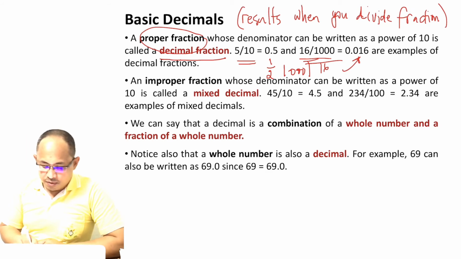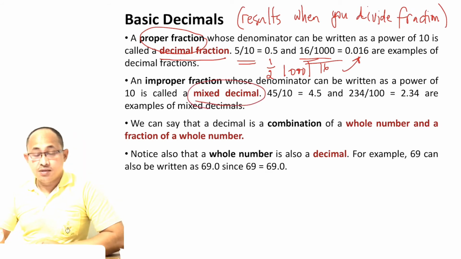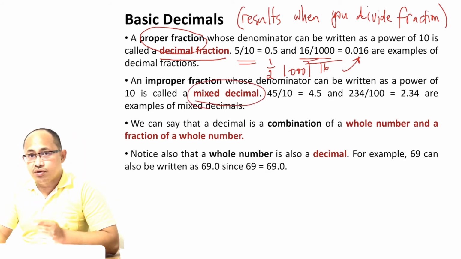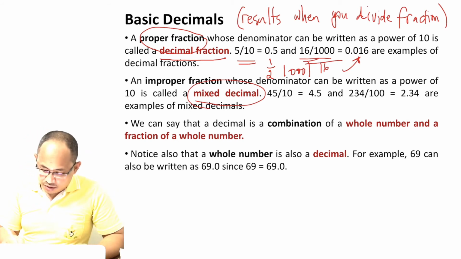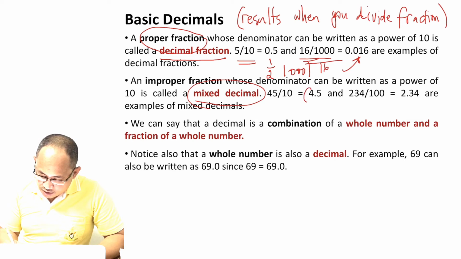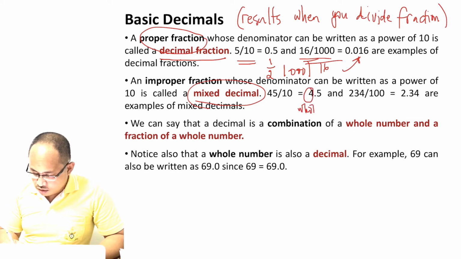Next is the improper fraction, which gives what we call a mixed decimal. It is mixed because there is already a whole number part and a decimal part.